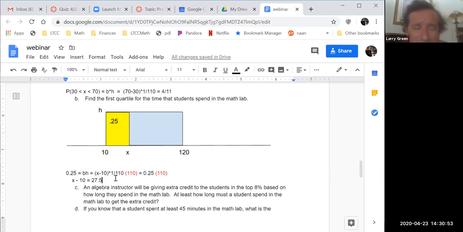And then what's the final thing to get the x by itself? What do we have to do? Yeah, we add 10. We add 10 to both sides because you have a minus 10. So if we add 10 to both sides, we get x is equal to 37.5. And there's the answer. That's the first quartile. Any questions on that?